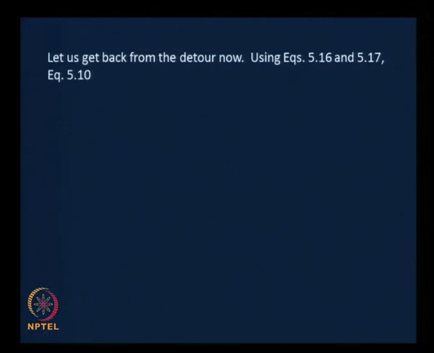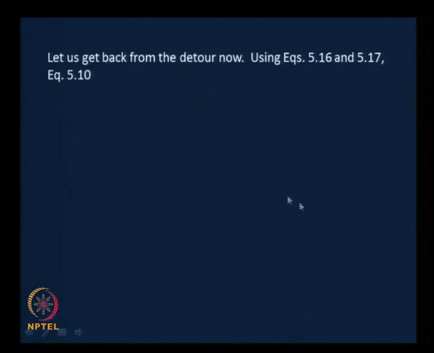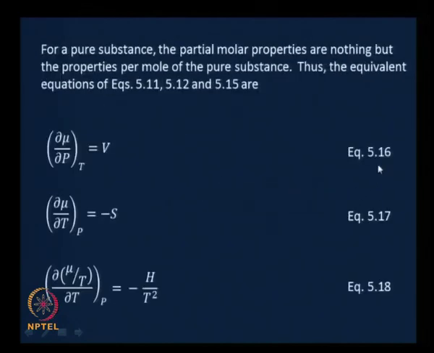When we begin the next class, we will get back from this detour. We essentially wanted to come up with these relationships, and that is why we took a detour. In the next class we will get back to considering the two phases in equilibrium and the process of transition from one phase to another, which is the context of the Clausius-Clapeyron equation. See you in the next class.